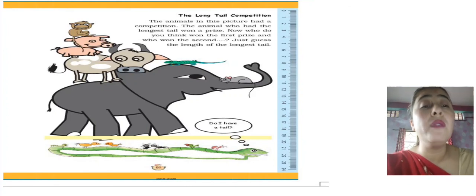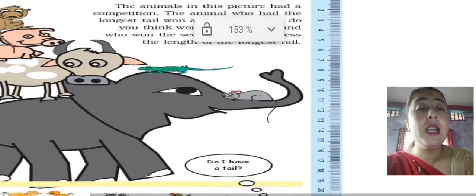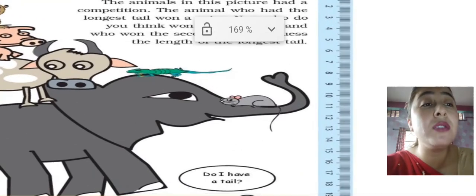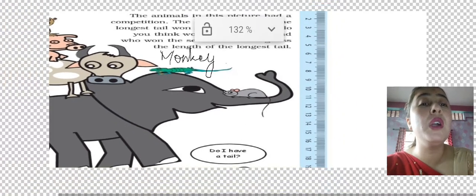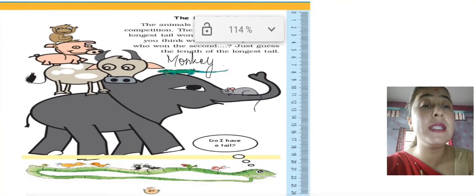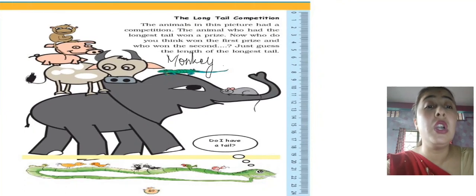Yes, so we will write monkey, and the cow won the second prize. Let me write monkey. You will also write monkey here. M-O-N-K-E-Y, monkey. So the monkey was the winner because it has the longest tail.